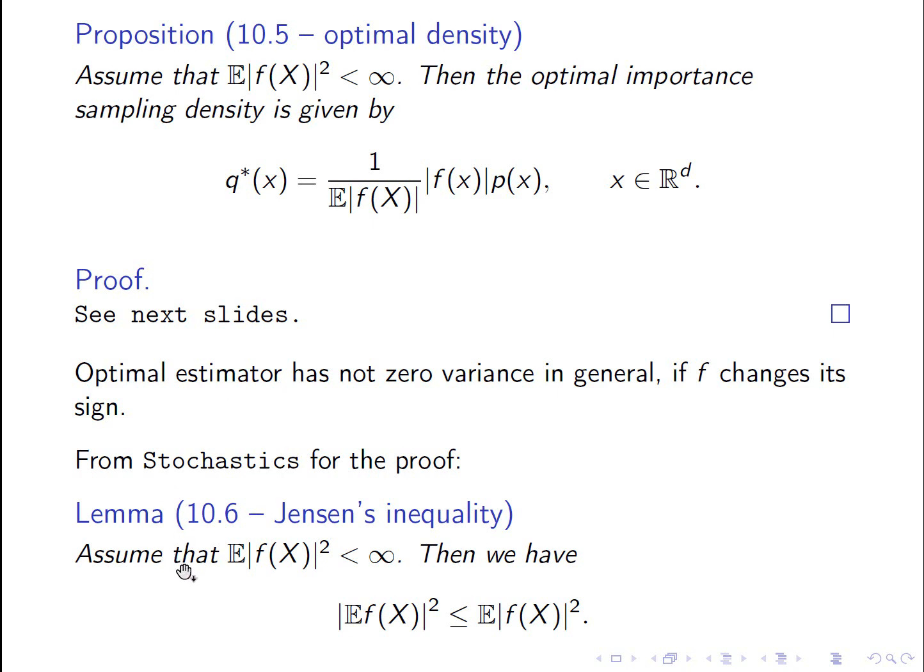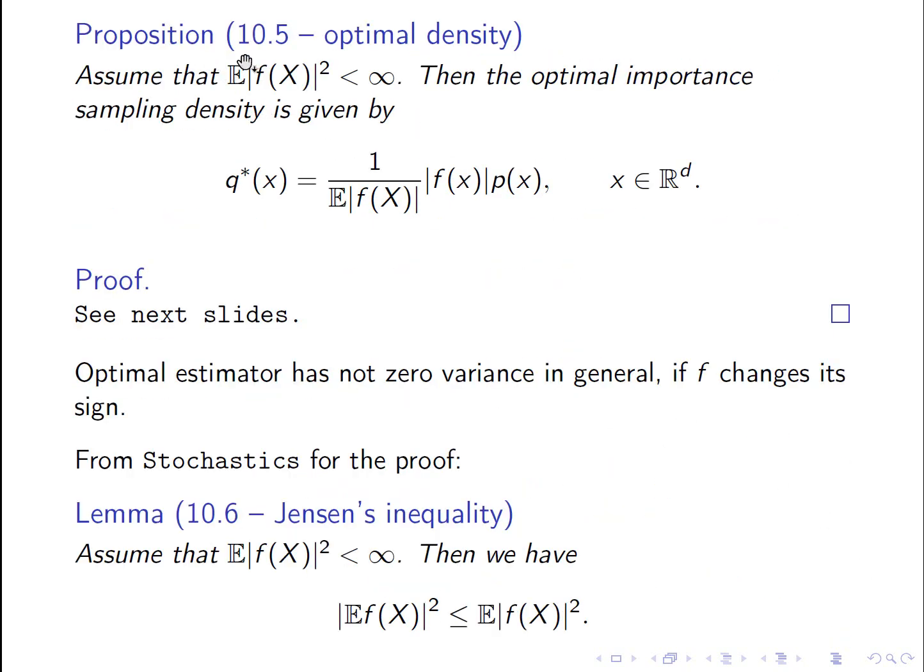So assume that the expectation of f of x squared is finite, and then we have that the square of the expectation of f of x is less than the expectation of f of x squared. So we can take the square inside and make by this everything larger. That's Jensen's inequality. Okay, and we need this also here.